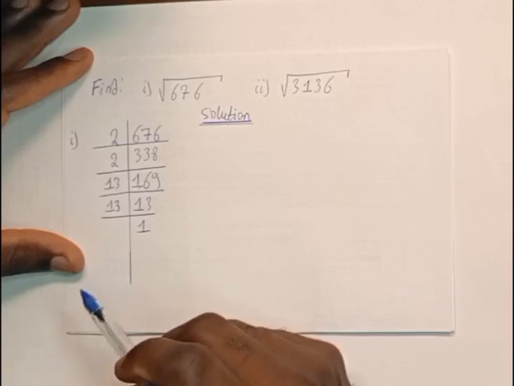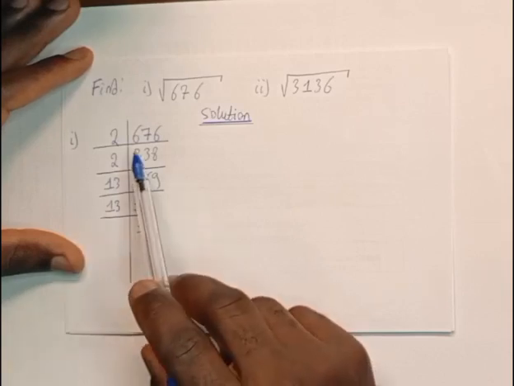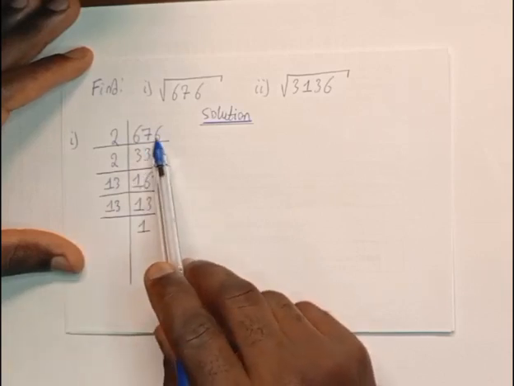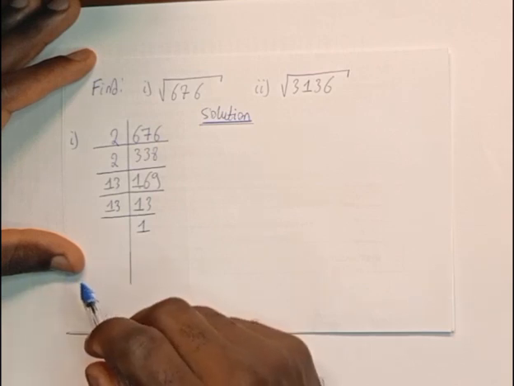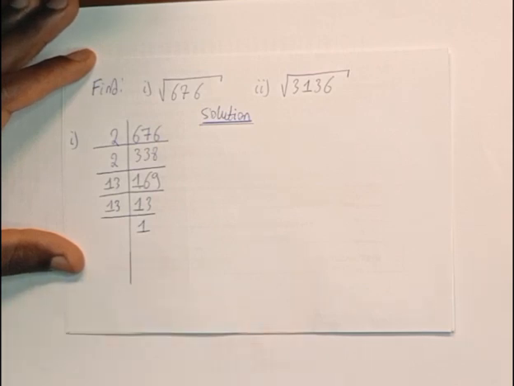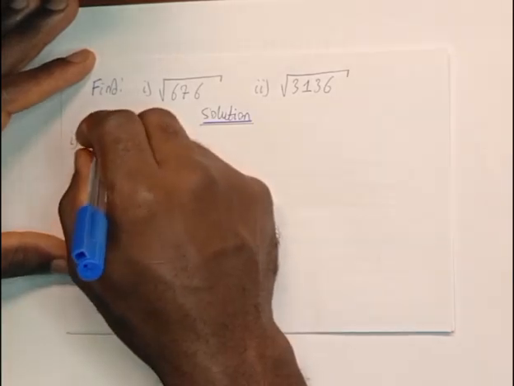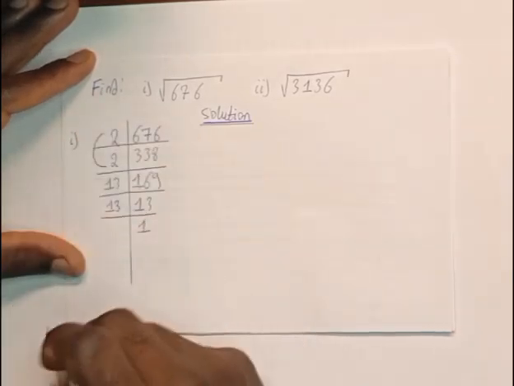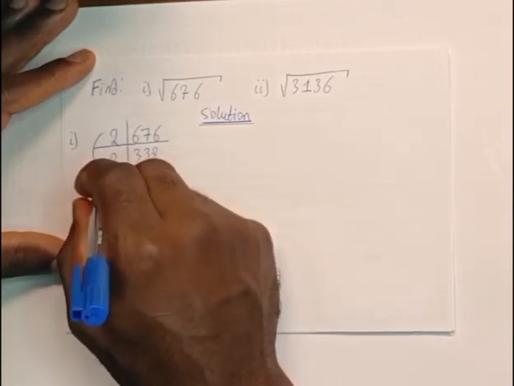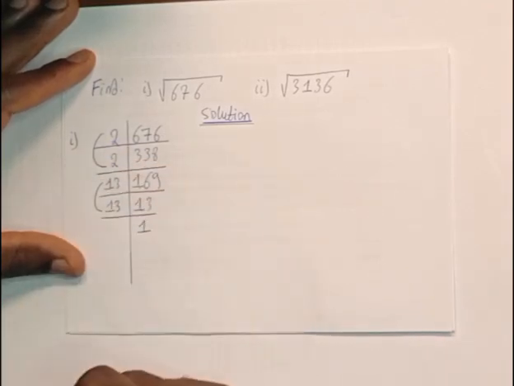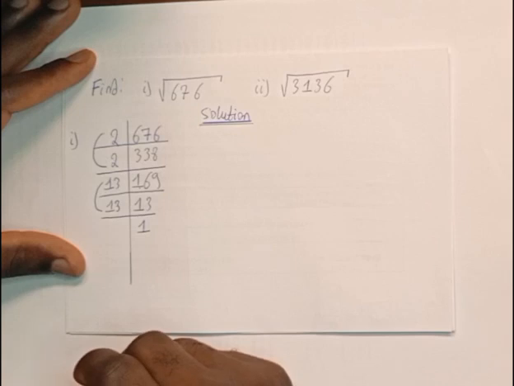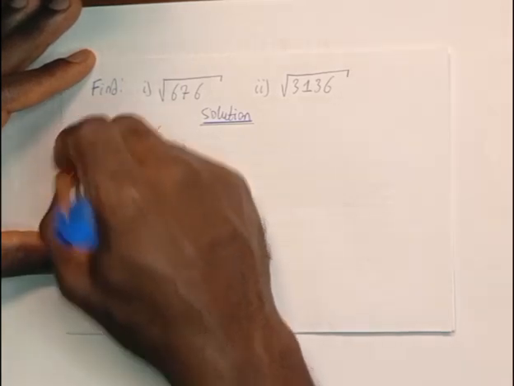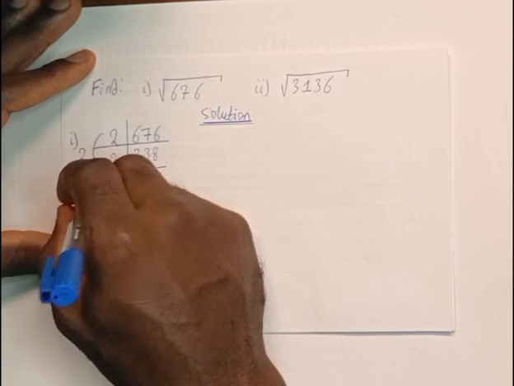Next, for us to get the square root of this number 676, we are going to group the prime factors in pairs. And in each pair, the prime factors must be the same. For the first pair, you'll see 2, 2. The second pair, 13, 13. In each of the pairs, we are going to extract the common prime factor. For the first pair, we extract 2. The second pair, we extract 13.